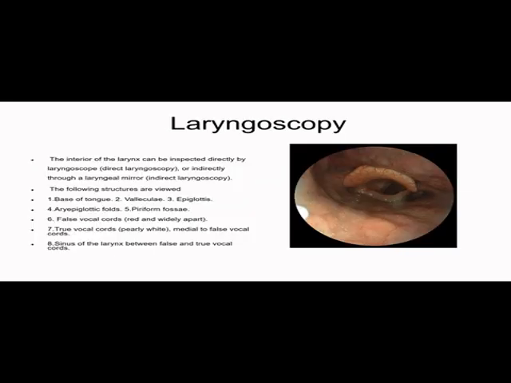Now let's see what is laryngoscopy. Laryngoscopy is the inspection of the interior of the larynx. It can be done by a device called as the laryngoscope. It can be direct or indirect. So now what all we will see from above downwards, when we look through the laryngoscope, we see the base of the tongue, which we cannot see here. In this, we see the base of the tongue, the vallecula, the epiglottis, and aryepiglottic folds. All these structures the ENT surgeon can see.